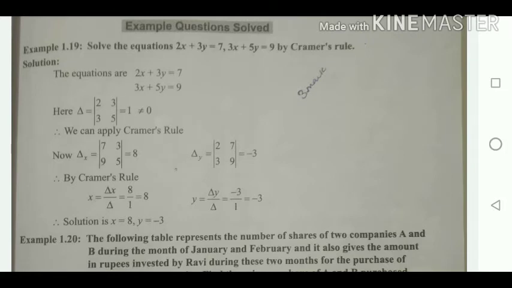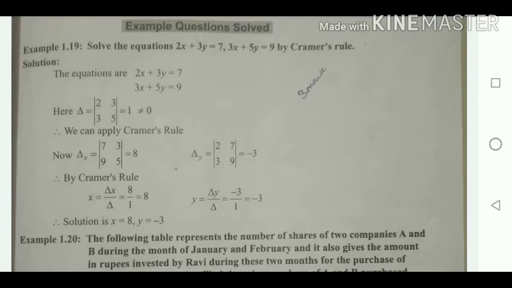Okay, so here the delta x is calculated by way of changing the first column. Here the first column is 2 3. Instead of 2 3 we are writing 7 and 9. That is the constant term. Right side of the equation you see the constant term 7 and 9 is there. That 7 and 9 come to the first column if you want to find delta x. That is, only change the first column.